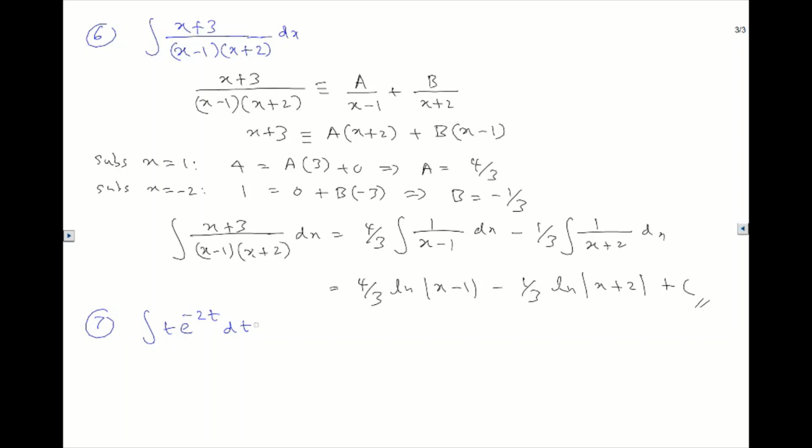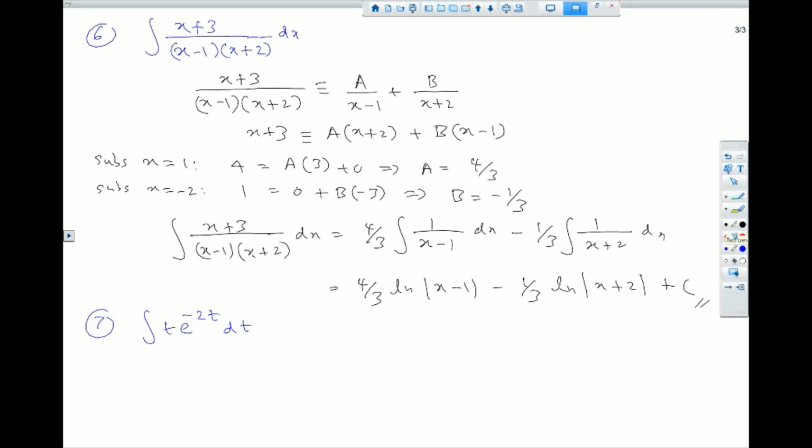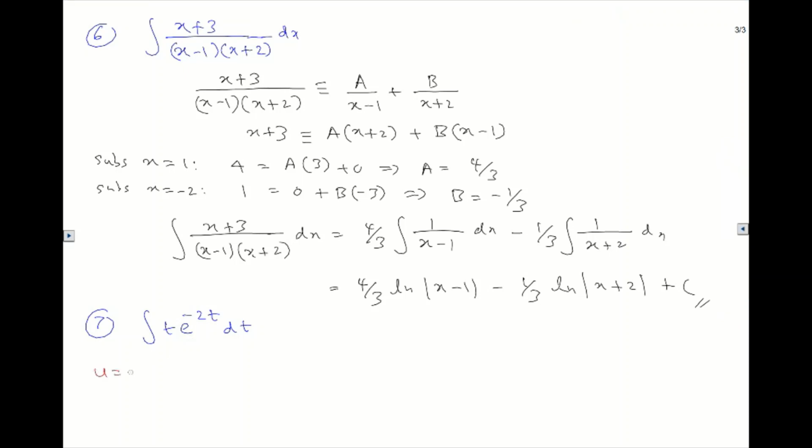So you can see that this is not substitution. Why is this not substitution? The t is not the derivative, so you have to use integration by parts for this kind of problem. So we're going to use the trick. We know that in integration by parts there are 3 types. This is the first type. So when you have an exponential function, we pick the other function, t, as u, so that means u equals t in this case, and then dv equals e to the negative 2t dt.